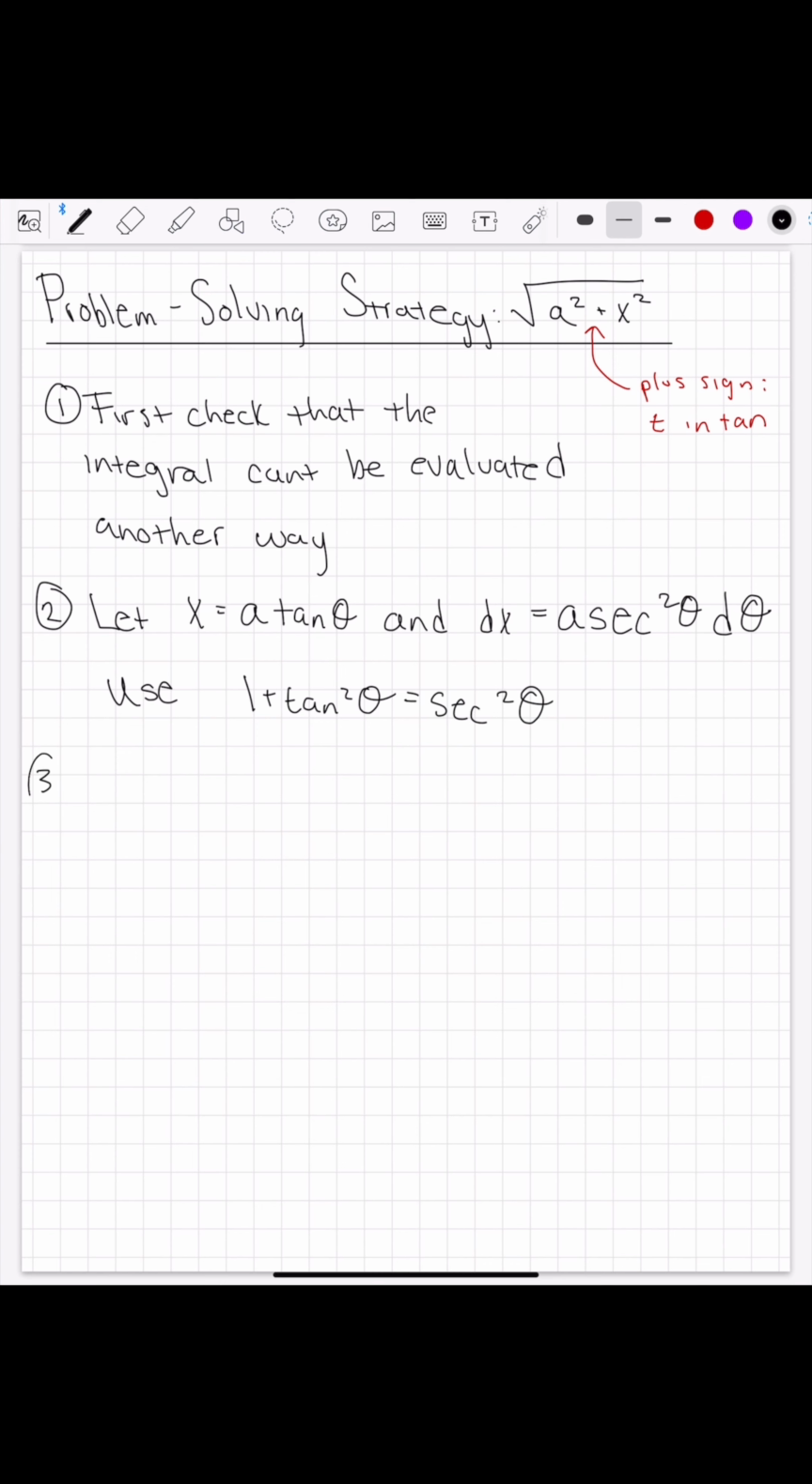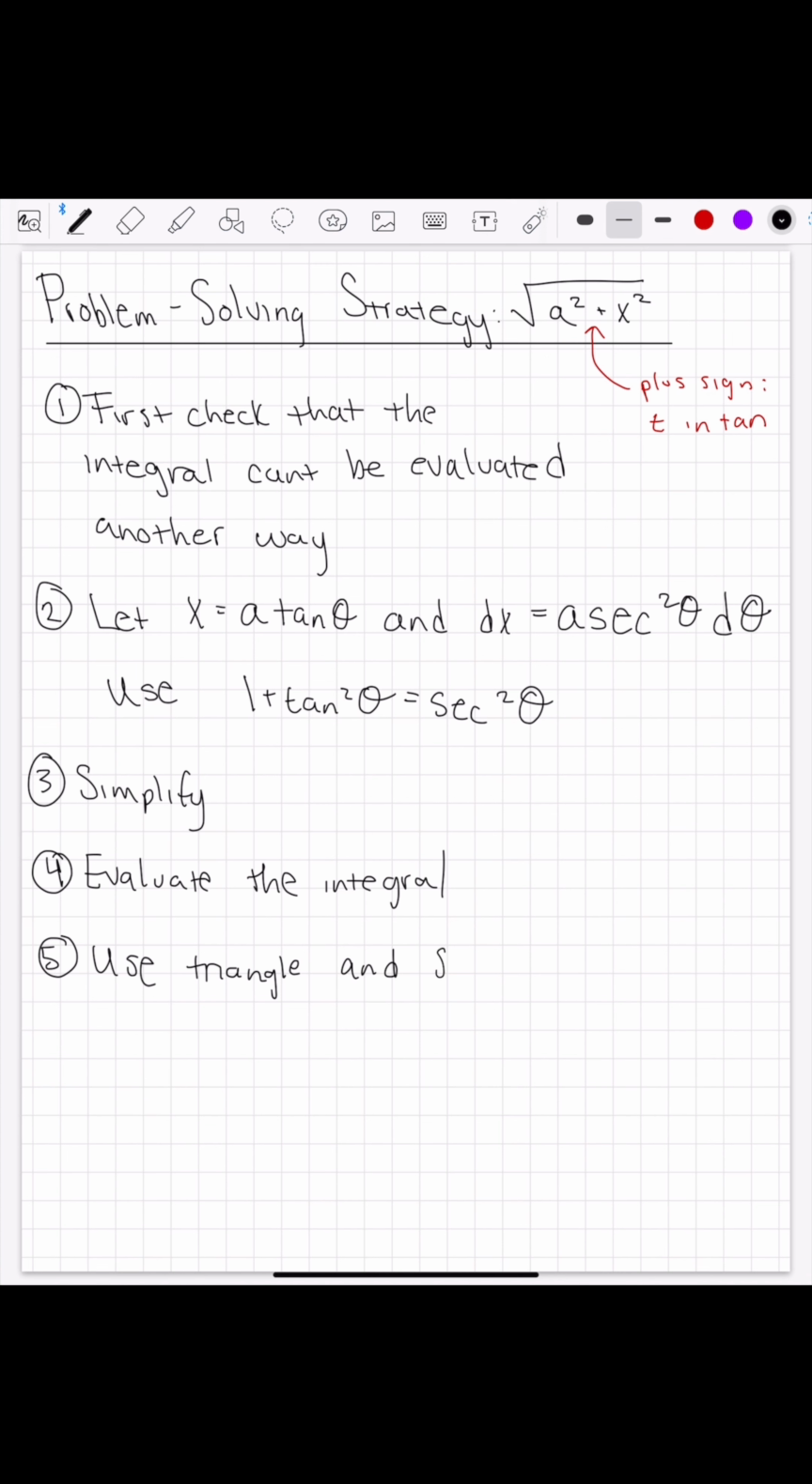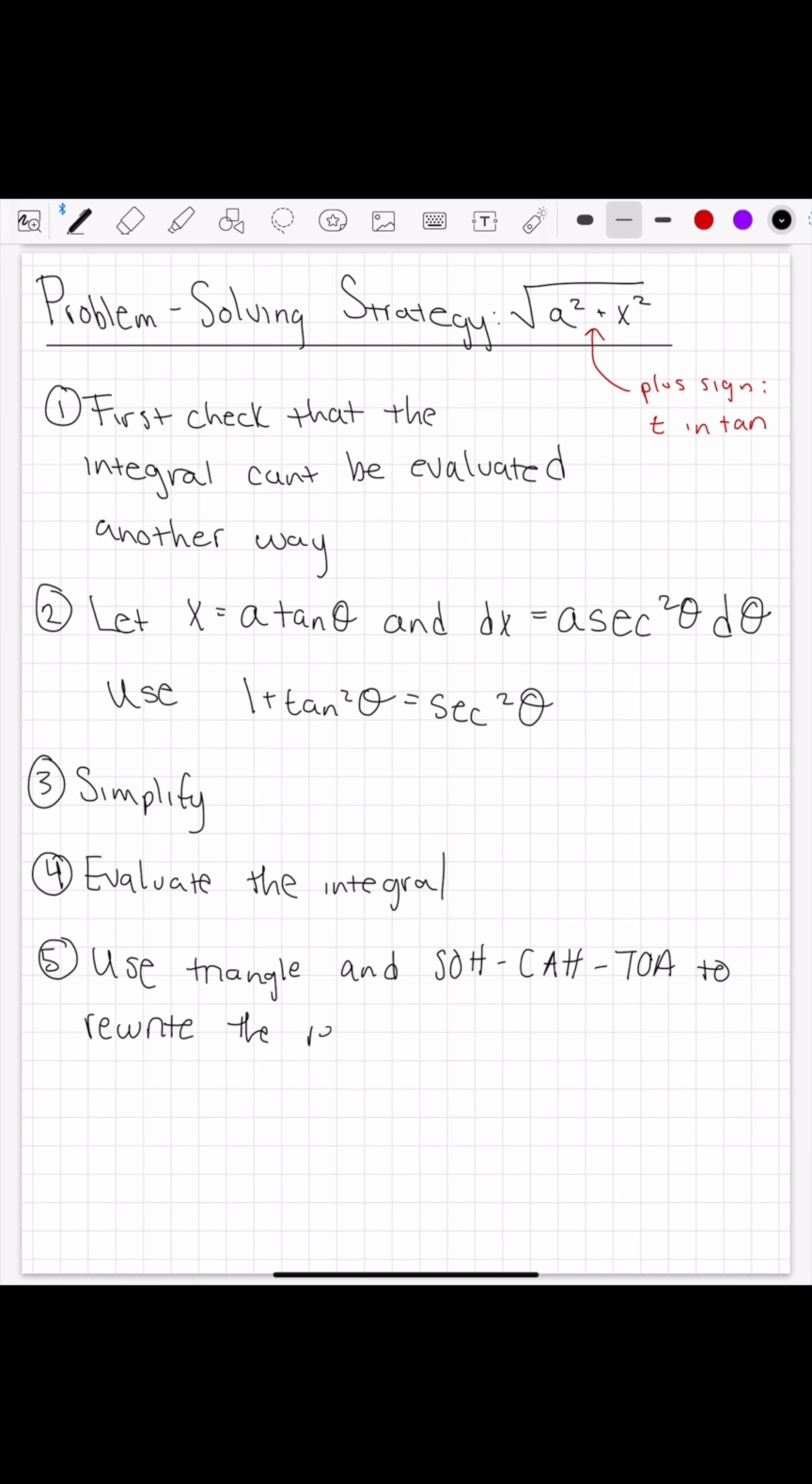And then you're going to simplify, and then you're going to evaluate the integral. And again, like last time, you're going to rewrite it in terms of x using the triangle and SOHCAHTOA to rewrite the result in terms of x. And in the next video, I'll do an example of that.